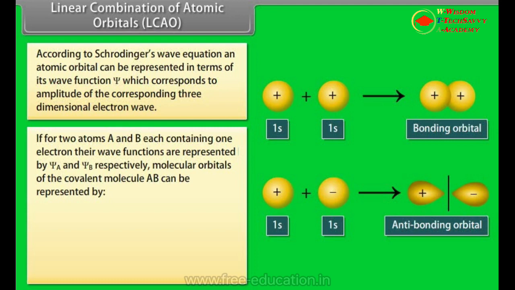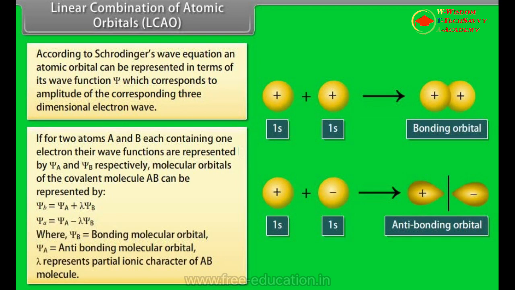Molecular orbitals of the covalent molecule AB can be represented by psi_b = psi_A + lambda psi_B and psi_a = psi_A - lambda psi_B, where psi_b is the bonding molecular orbital and psi_a is the anti-bonding molecular orbital. Lambda represents partial ionic character of the AB molecule.